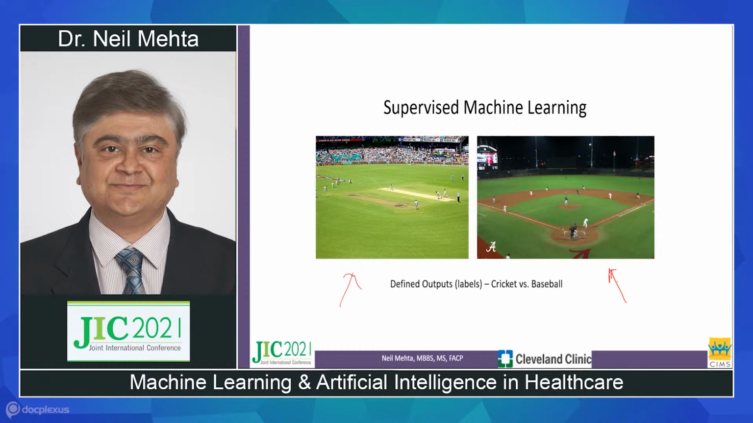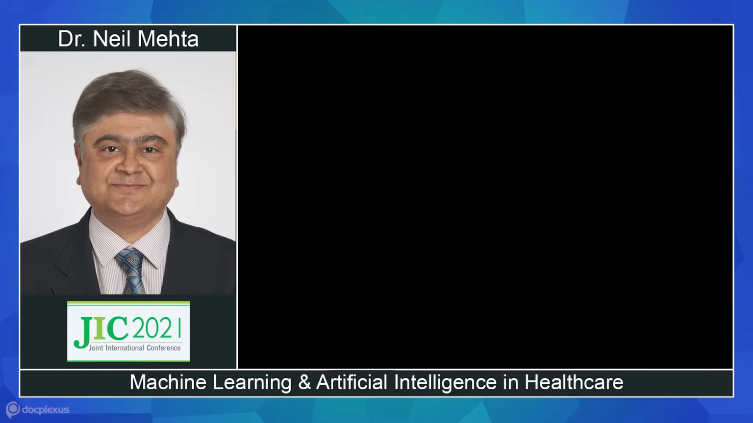And you could help the machine understand the difference by labeling each of these. So if you have 1,000 photographs of a cricket match, you could label each of them as cricket, and the 1,000 photographs of the baseball match, and you label each of them as baseball. And what will happen is the algorithm will, over a period of time, with a lot of these photographs, be able to identify a new photograph as cricket or baseball.